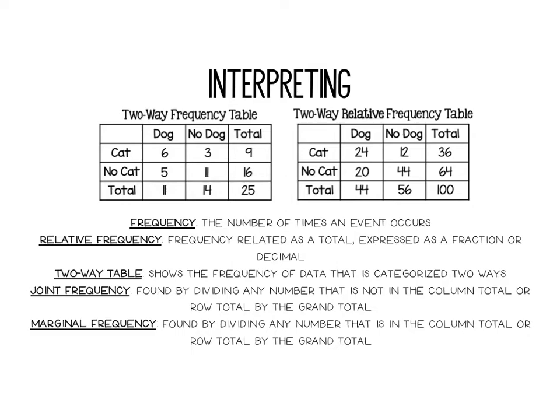So in a two-way frequency table, frequency is the number of times an event occurs, which would be an individual box. So maybe this box right here. So 6 people have a cat and a dog. And that's a frequency of cat and dog. A relative frequency is frequency related to a total, expressed as a fraction or decimal. So a relative frequency might be that 6 out of the 9 people who have a cat also have a dog.